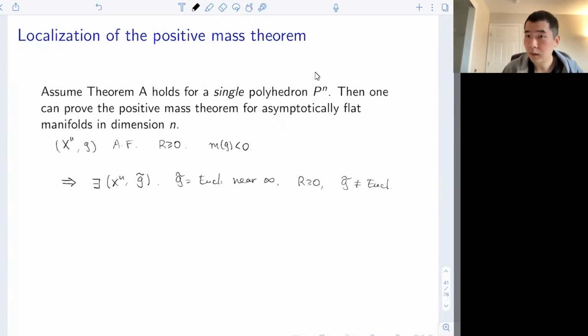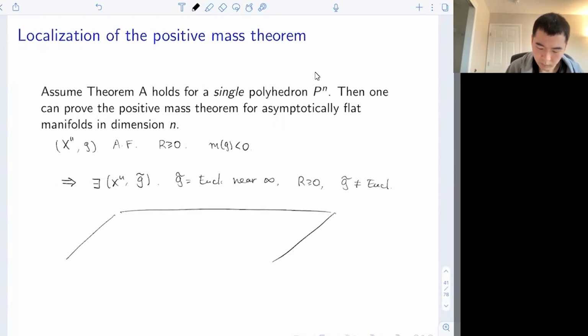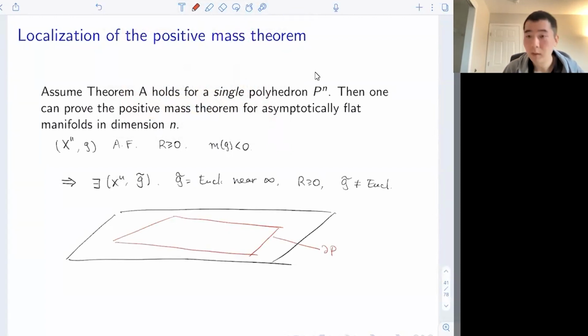Okay, so why can this not happen? Well, you take this X and G, near infinity, it's a Euclidean metric. So what you can do is simply embed the boundary of your favorite polyhedron P inside near infinity. This is boundary P. You rescale the Euclidean polyhedron to an extremely large polyhedron that encloses all this finite region. Near infinity, you isometrically embed. But now this boundary of P inside this asymptotically flat space will enclose some finite region.